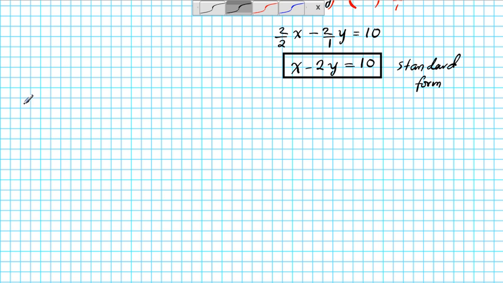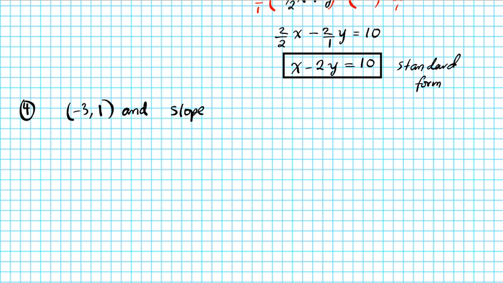What if we had the point -3, 1, and a slope of 2/3? Okay. What if we had this scenario? So for this one, all we need is the slope and the y-intercept.